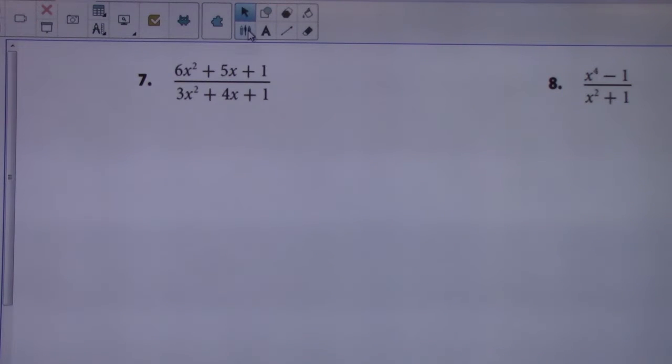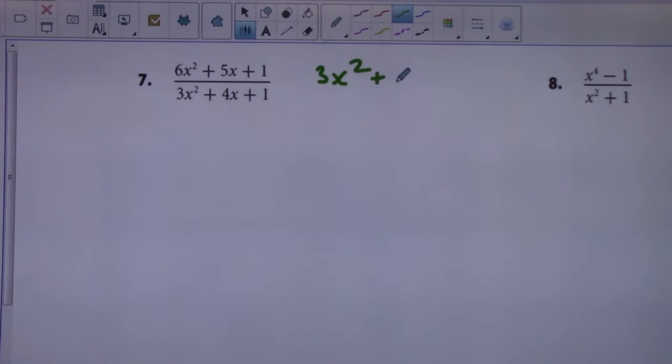Appreciate that. So what we're going to do is we're going to take this 3x squared plus 4x plus 1 is not equal to 0.